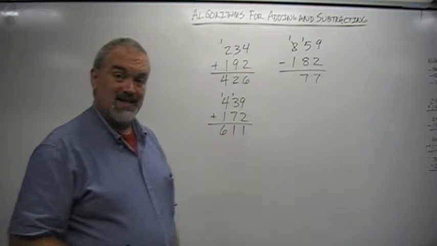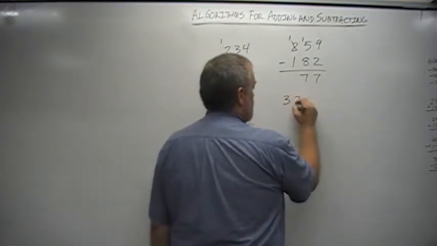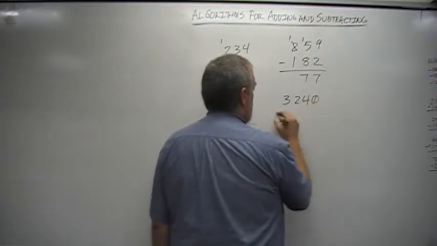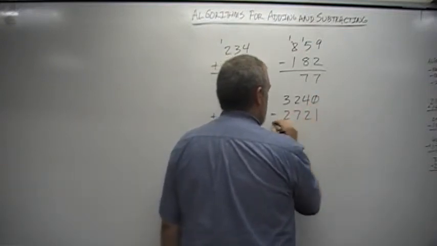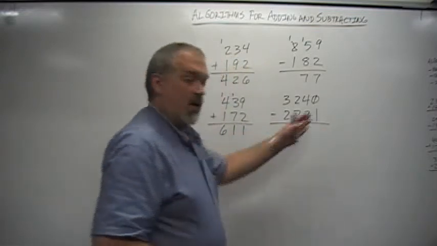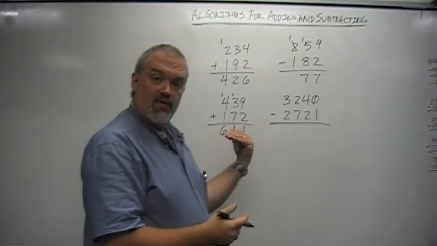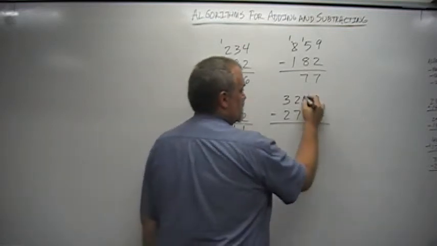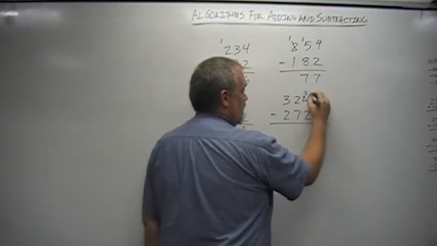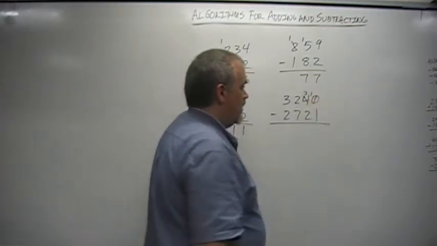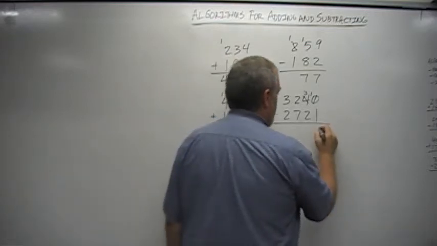We're going to do another subtraction one. We'll do a little bit larger one: 3240 minus 2721. Start with my right column. I can't take 1 away from 0, so I'm going to have to borrow from my next column over. So I've got 4 here. I'm going to make that 3. And I'm going to put that 1 over there that I borrowed. It's now become 10. 10 take away 1 is 9.